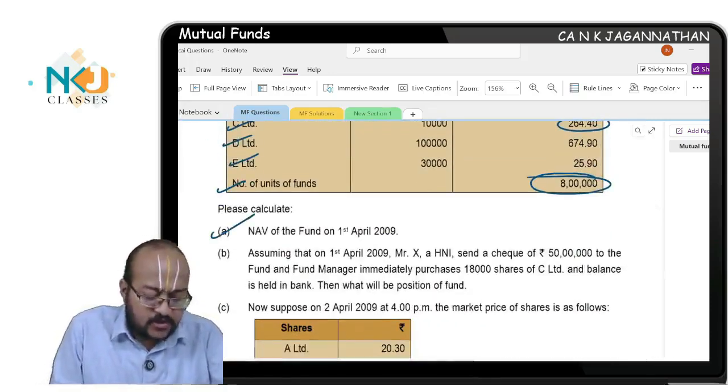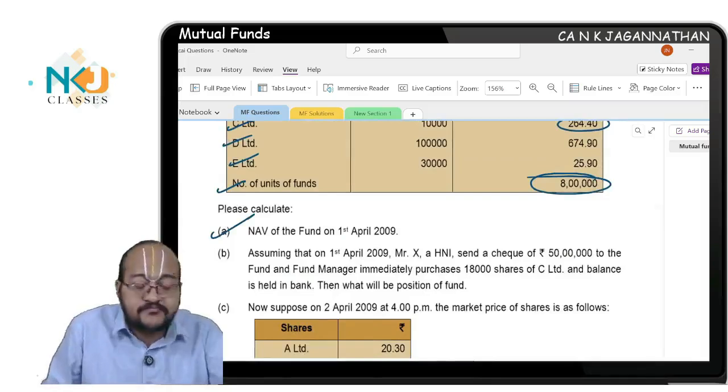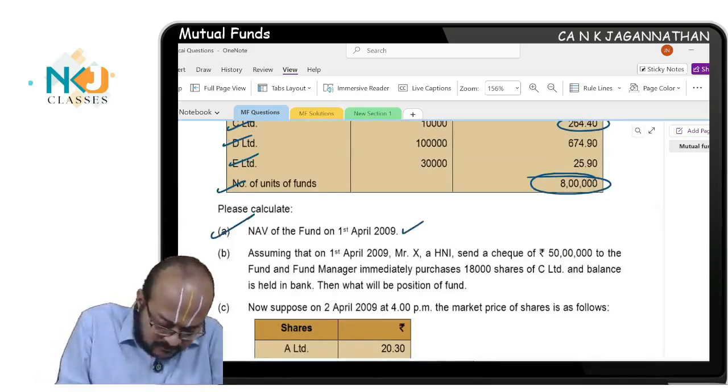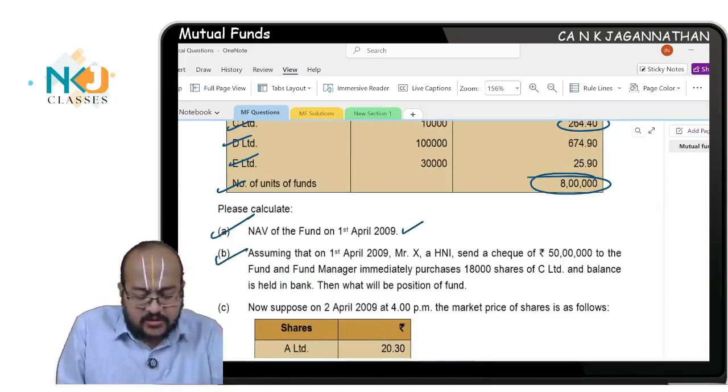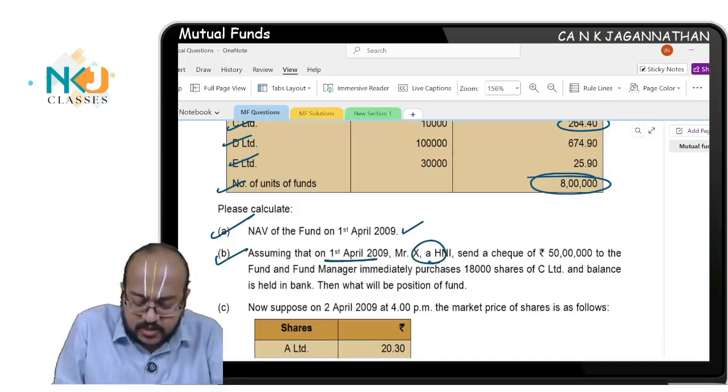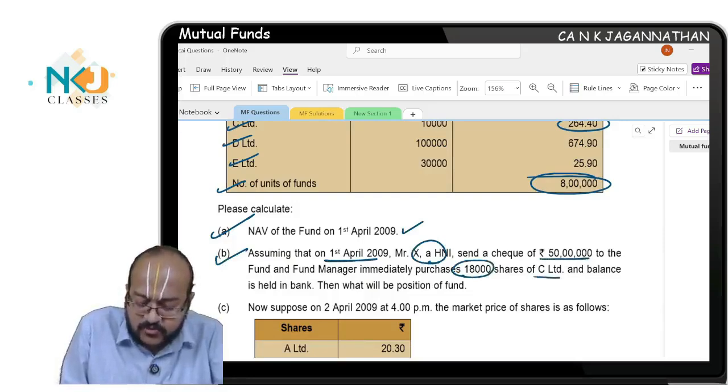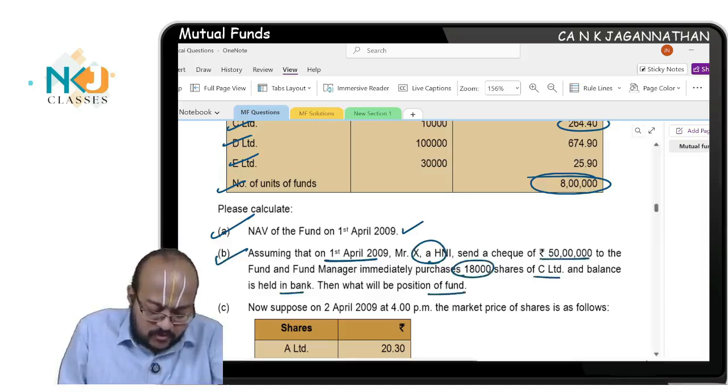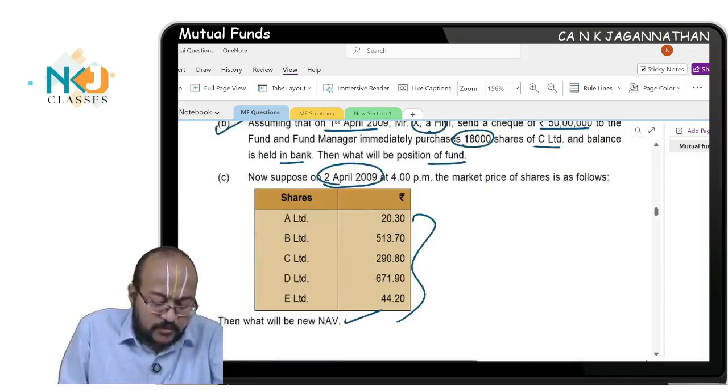Next, NAV of the fund as on 1st April 2009, assuming that on 1st April 2009, Mr. X, HNI, sent a check of 50 lakhs to the fund, and fund manager immediately purchases 18,000 shares of C Limited and balance held in bank. Then what will be the position of fund? Now suppose on the 2nd April, the market price is this much. What will be the NAV?